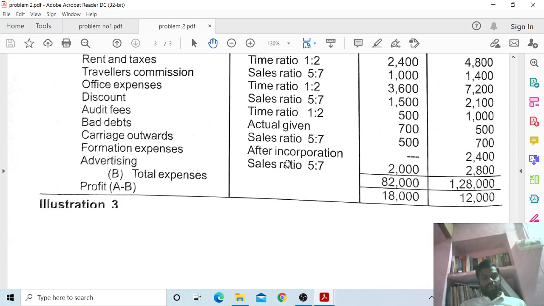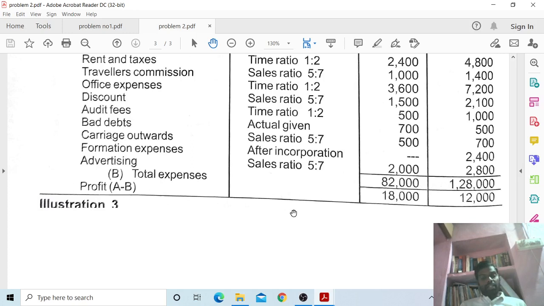Next, formation expense after incorporation period: prior incorporation period nil, and after incorporation period total 2,400. Advertising, sales ratio 5 is to 7. Total 4,800, so prior incorporation period 2,000 and after incorporation period 2,800. Total expenses B: prior incorporation column 82,000, after incorporation period 1,28,000.